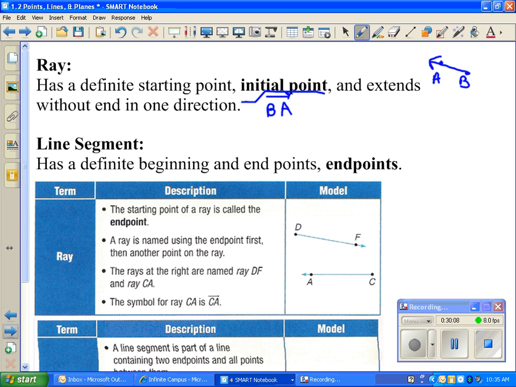And then what goes above it? You can put a dot and then an arrow. I don't care if you put a dot here. That's fine, if that helps you. All right? So BA, your arrow, when you name it, always has to be pointing to the right. Okay? I can't name it like this. That would be incorrect. Okay? That is incorrect. It's got to be your starting point first, then another point on the ray. Any other point on the ray.